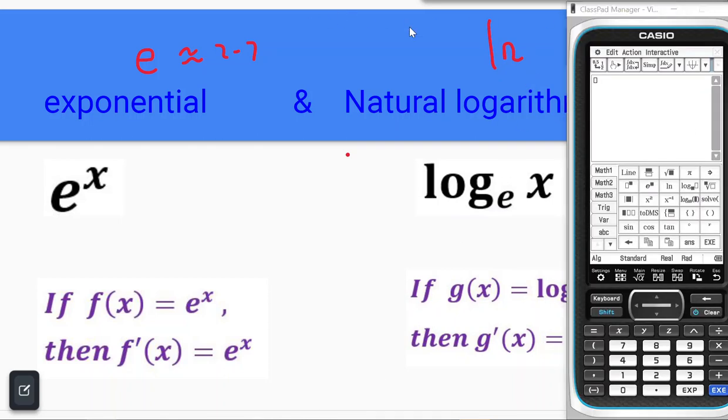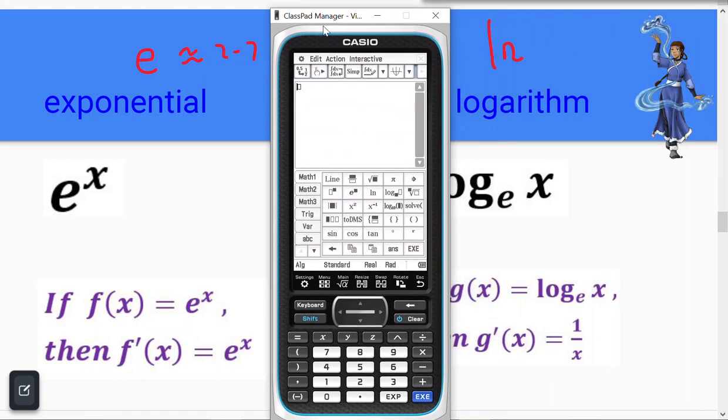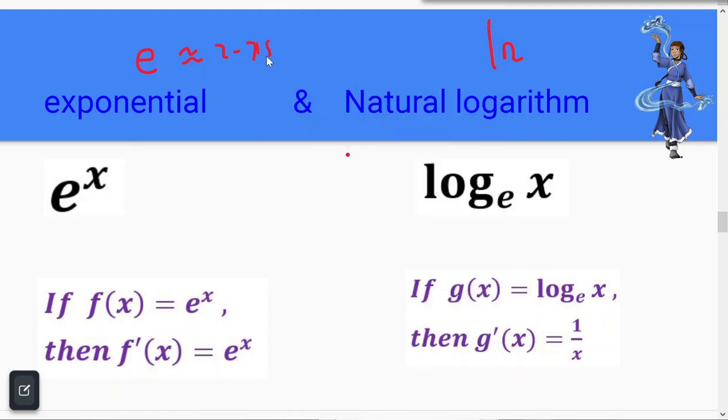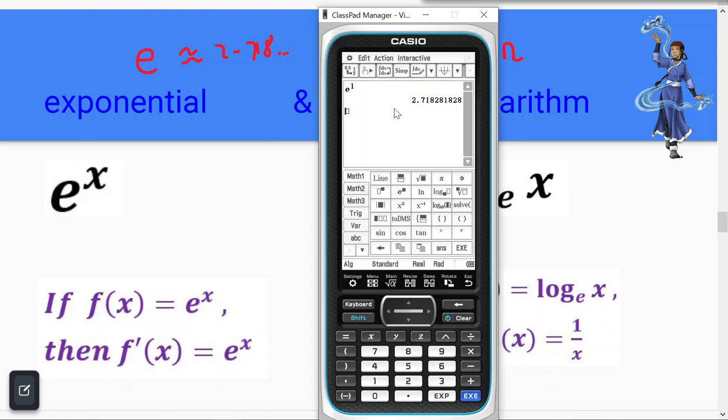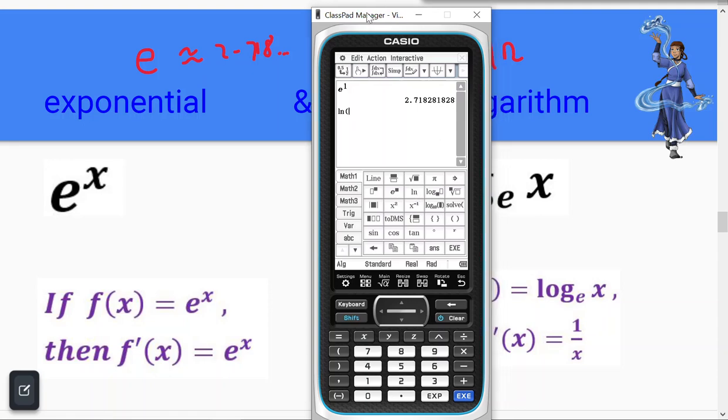If I'm looking for e, I'm not going to variables. In the main Math 1 keyboard, there's e, and you raise it to the power, so e to the power of 1 is going to equal e, which is 2.718, etc. It's a non-repeating irrational number. And here is ln, the natural logarithm, and it's written as ln on your calculator.